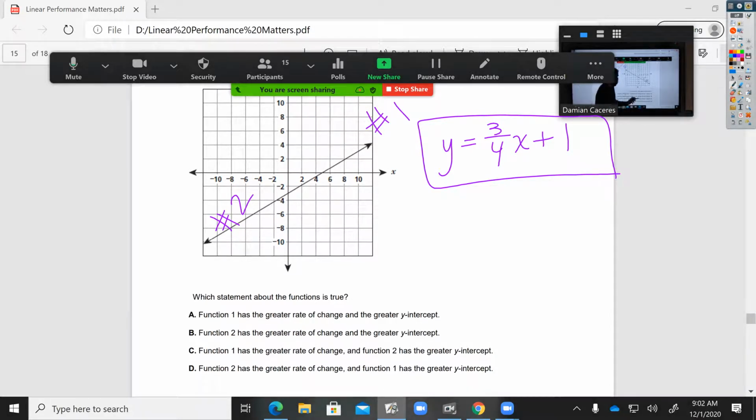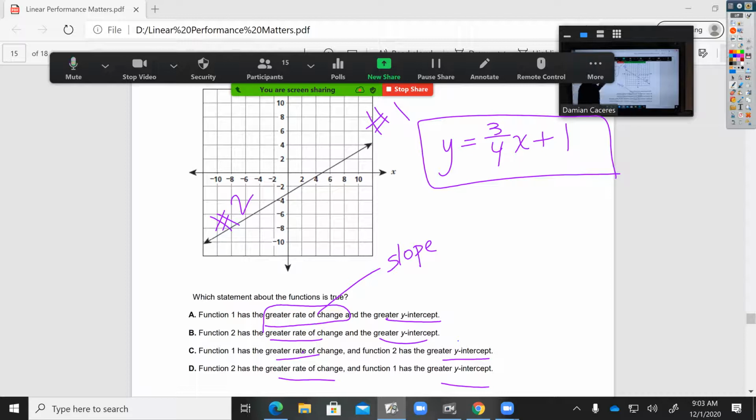Now let's look at the answer choices. Function 1 has a greater rate of change. What does the word rate of change mean? Slope. And a greater Y-intercept. So on A and B and C and D, all they're comparing is the slopes and the Y-intercepts for both. So that tells us all we have to do on the graph is write the equation, because if you have the equation, you'll have both of these pieces of information.